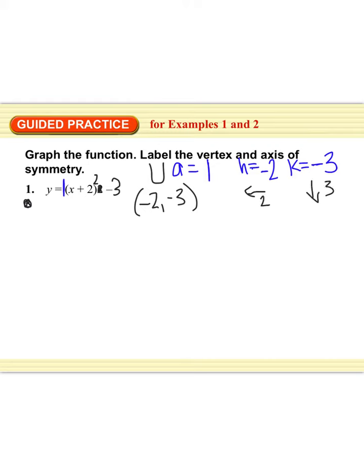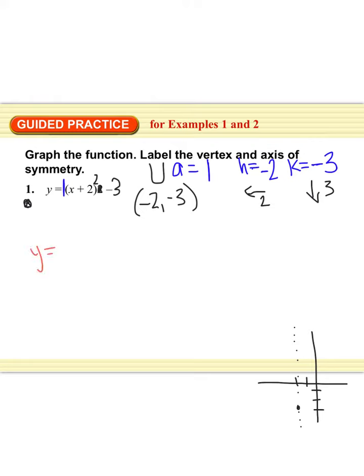So I'm going to start to plot my graph. So we need to go left 2, down 3, and plot our vertex. So what else do we know? Well, we know our line of symmetry goes through that vertex. And now we need to find another point that we can plot. I always like to plug in 0 for x. That way I'll find my y-intercept.